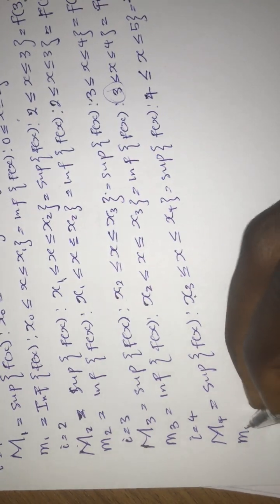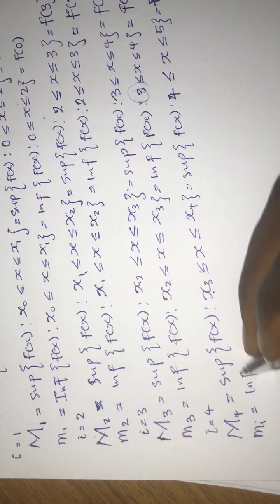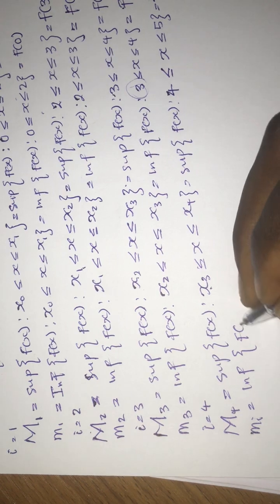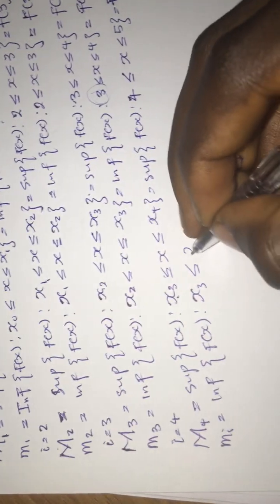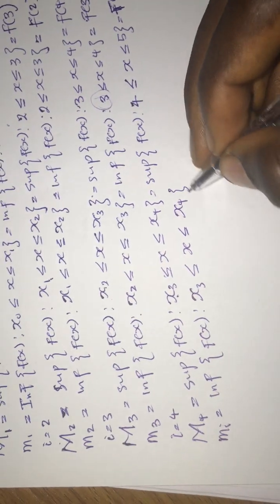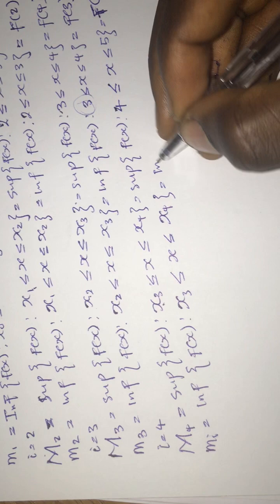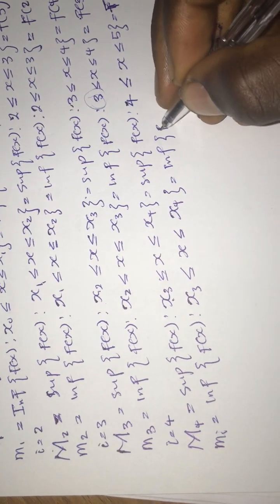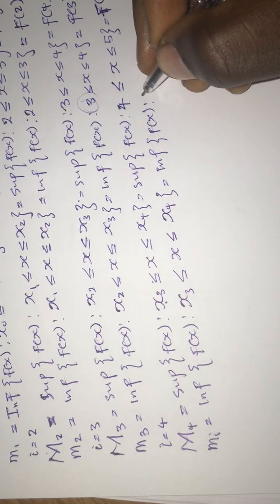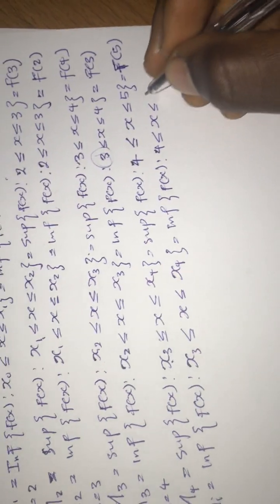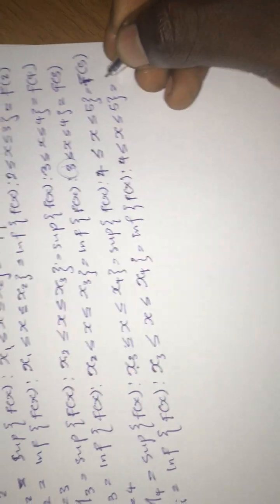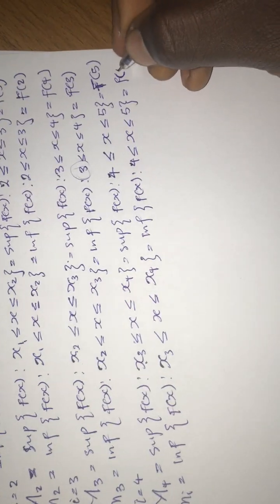While small mi is equal to the infimum of f of x, now x3 less than or equal to x less than or equal to x4, that is equal to the infimum of the function such that it's going to act on 4 less than or equal to x less than or equal to 5, which is equal to f of 4.